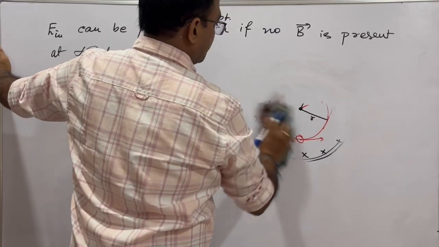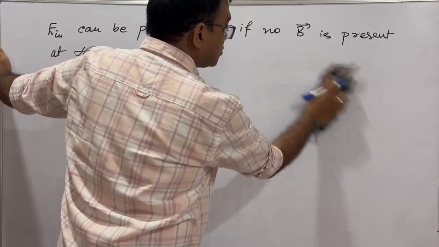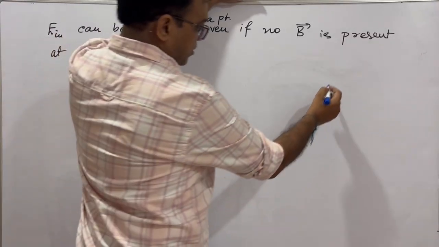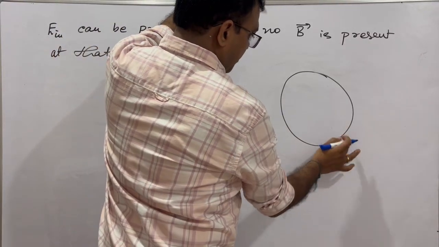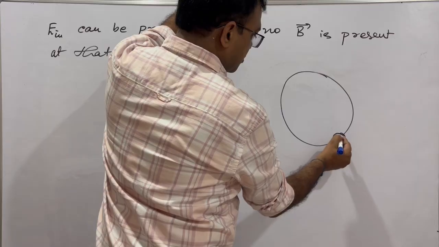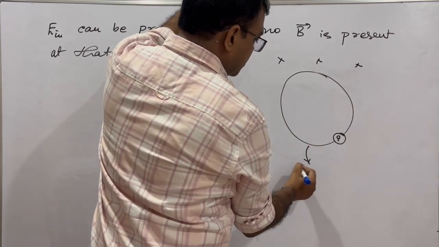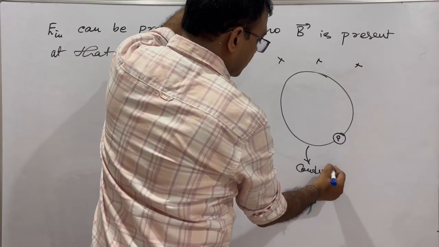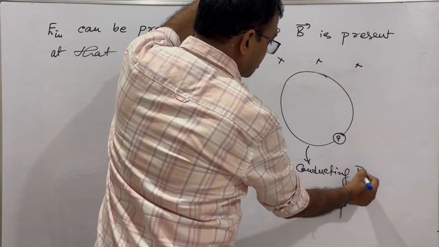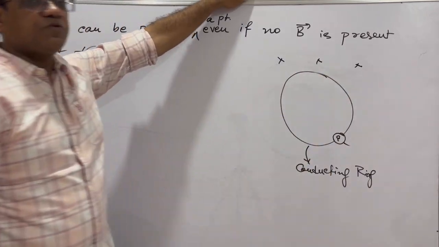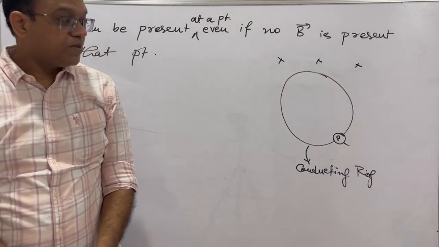Now, the most important point of the induced electric field. In the first part, I have drawn this diagram. This is kept in a magnetic field and this is a conducting ring attached with a galvanometer, kept in a uniform time varying magnetic field.